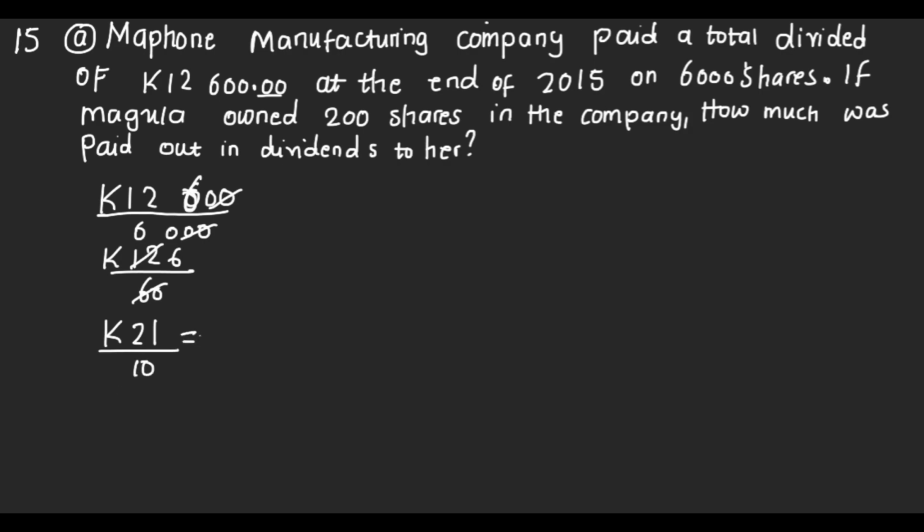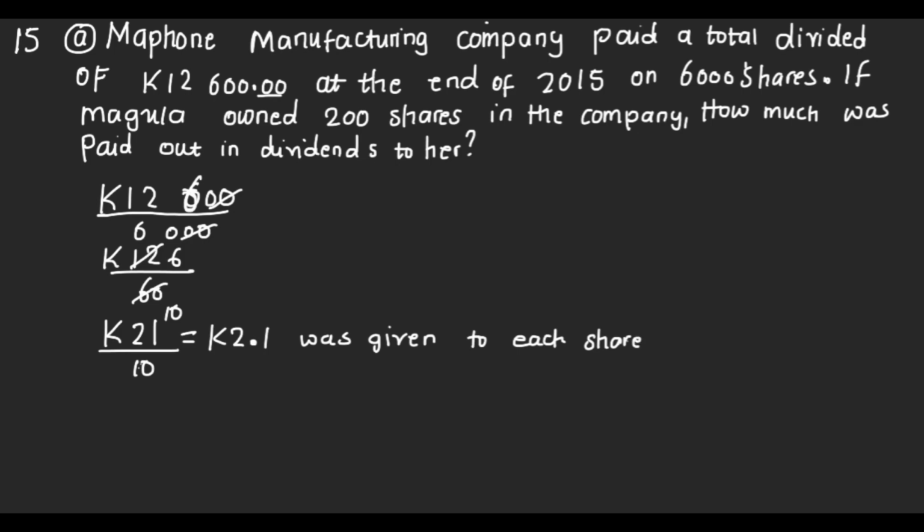Now we can divide 21 by 10, which is 2. Remainder 1; 10 into 1 can't, so we put a decimal and add a 0. 10 into 10 is 1. So this means that 2.1 kwacha was given to each share.